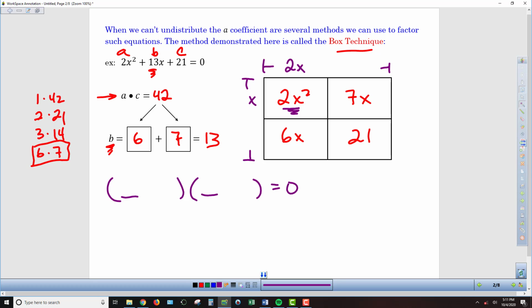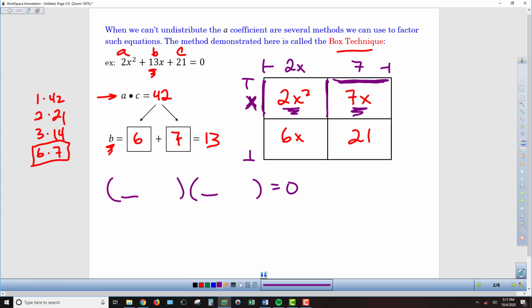Then I'm going to see, all right, this x here is kind of the dimension of this segment. So now I need to see what do I need to multiply x by to make 7x. And so hopefully we realize that that's going to be positive 7. And so that's what I need to put here. That's what this dimension of the box needs to be, so that when I multiply length times width, I'll get the area. Each of these red numbers on the inside is the area of these individual little boxes.